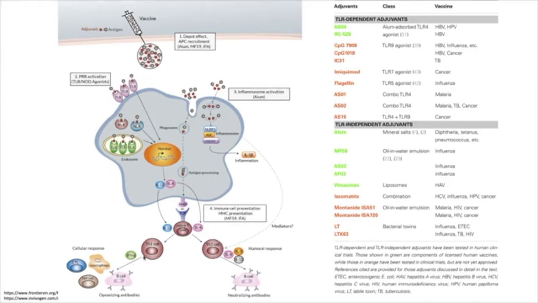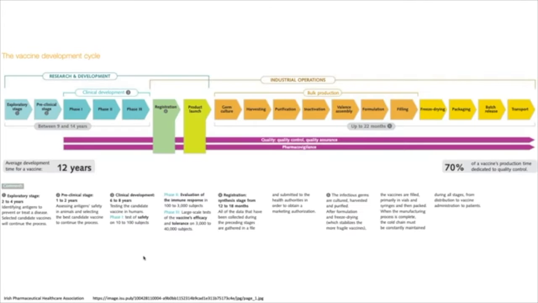Now, the last thing I want to talk about is how long it actually takes us to develop a vaccine. And this is just a summary of all the different steps. This is not size based. So this is just trying to tell you all the things that you have to do. So just the clinical development could be like 10 to 15 years. It just depends on what you're doing and how in demand it is and the subtleties of the actual pathogen that you're trying to develop a vaccine against. Shout out to Irish Pharmaceutical Healthcare Association for this awesome chart.